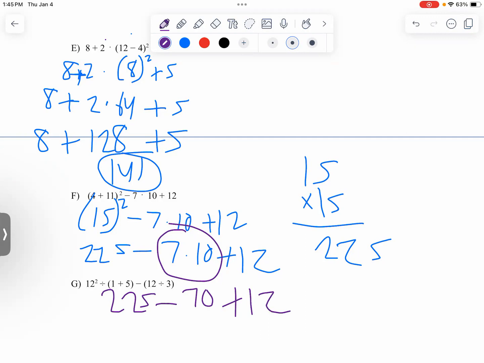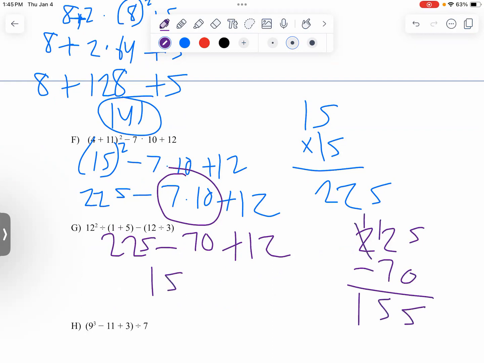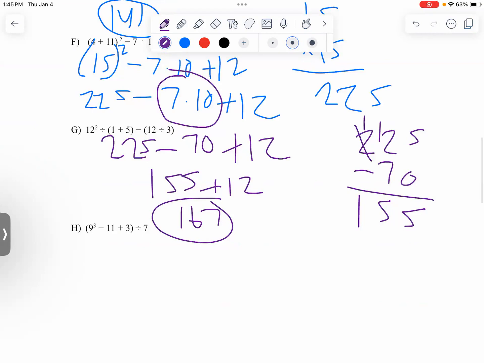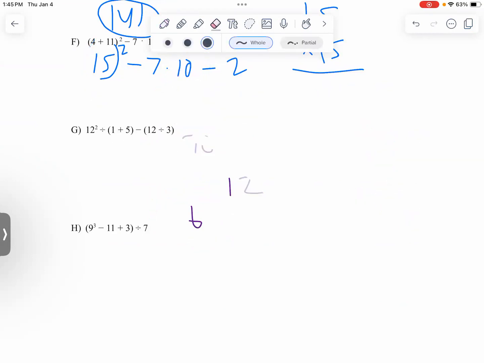Now remember, the add and subtract is the same step, so we go left to right here. So 225 minus 70 is going to be 155. Okay, plus 12 is 167. Okay. Next, we have G. Two more.